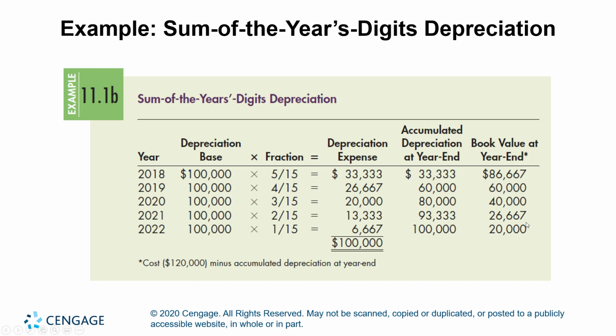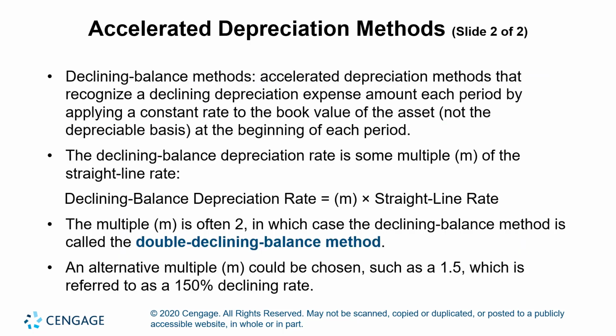Another accelerated method is the declining balance method. It's a depreciation method that recognizes a declining depreciation amount in each period, applying a constant rate to the book value, not depreciable basis, at the beginning of the period. The declining balance is a rate of some multiple. So declining balance depreciation rate equals M, the multiple, times the straight line. In double declining balance, it's 2 times straight line rate. And then 150% declining balance is 1.5 times straight line rate.